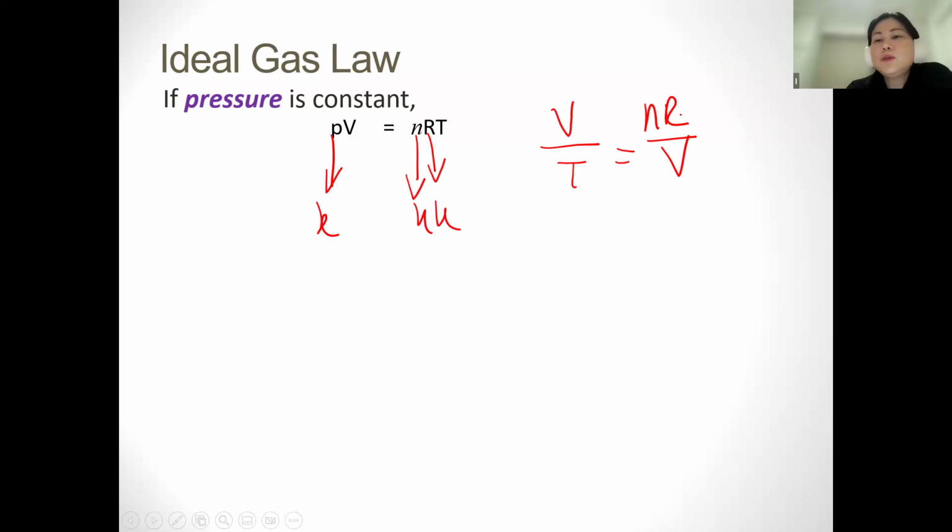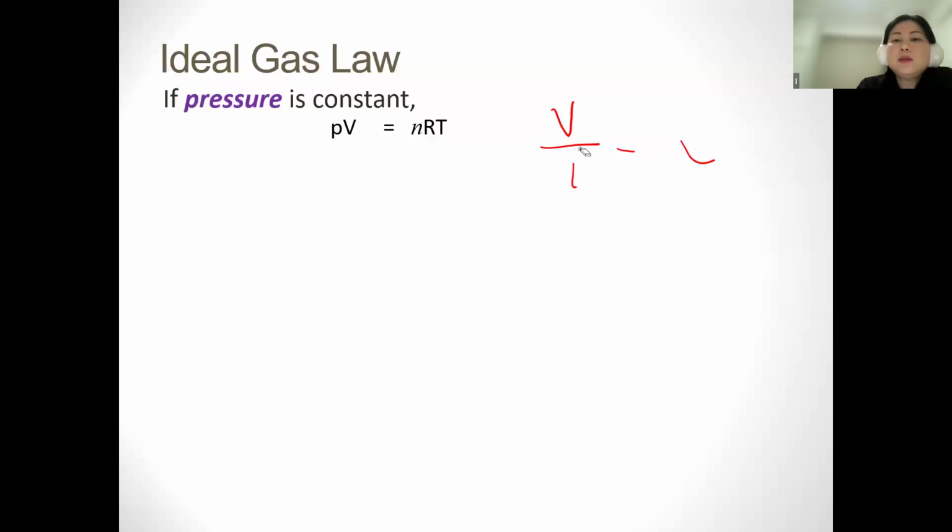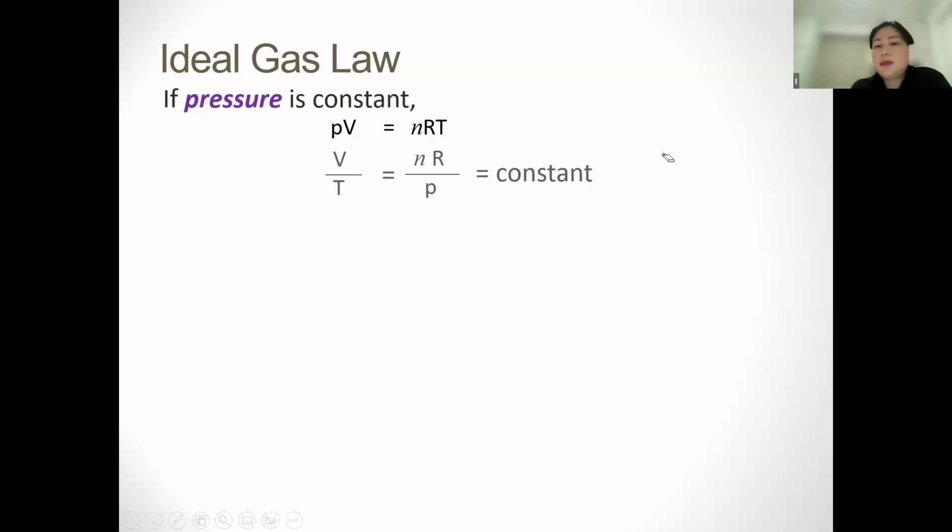V over T equals nR over P. This is constant, this is constant, this is constant. So the whole thing is now another constant. That gives us another equation, V over T equals K. That means as long as pressure is constant, if I have two experiments at different volume and different temperature, when I sub them into V over T, it must give me back the same constant value because pressure is the same.